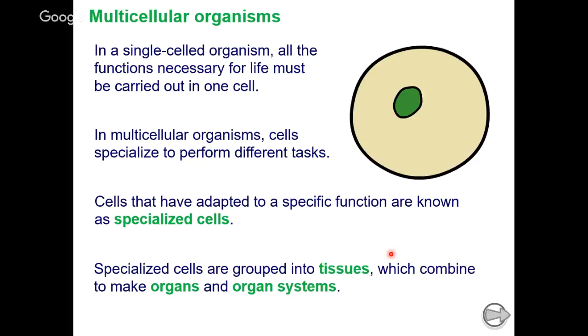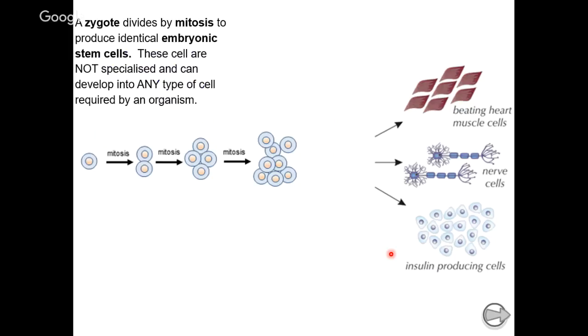And as we saw in an earlier pack, it's really by switching off certain genes. So they only need the genes that they are going to use in their special function. So they switch other genes off. Those genes cannot be switched back on again. So once you become specialized in an animal in particular, that's it. You're in that job forever.